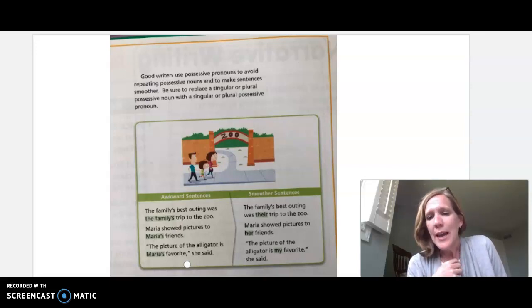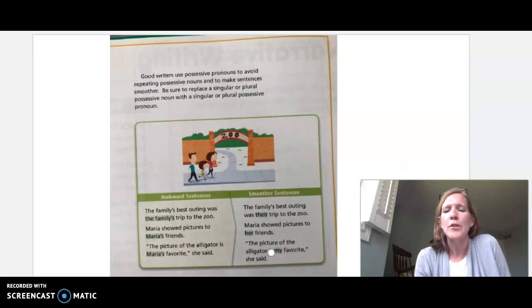You wouldn't say, Kate's favorite food is chocolate ice cream, I said. Right? You wouldn't. You would say my favorite. So when you're writing as if someone's speaking, you would not use Maria's favorite. You would say my favorite if you're writing it in quotation marks. So that part was a little tricky, I thought.